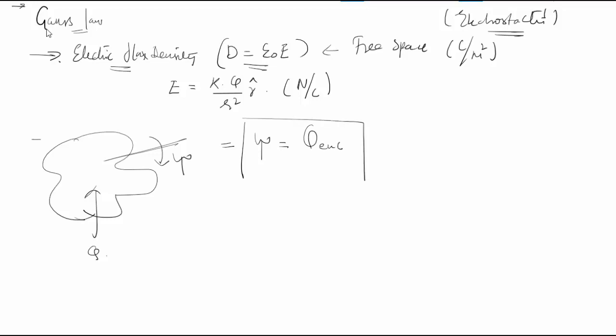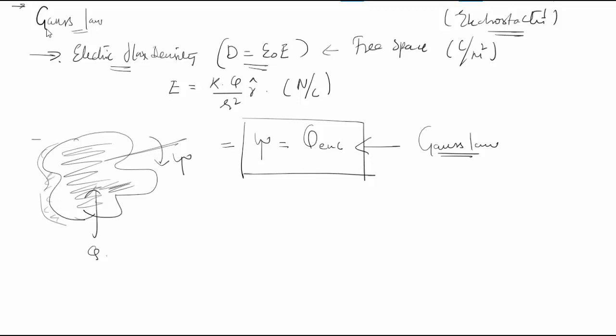So this is the mathematical definition of Gauss's law, which states that the flux enclosed in a closed surface, or the total flux coming out of a closed surface, is equal to the charge enclosed or present in that surface, assuming this is a three-dimensional closed surface.